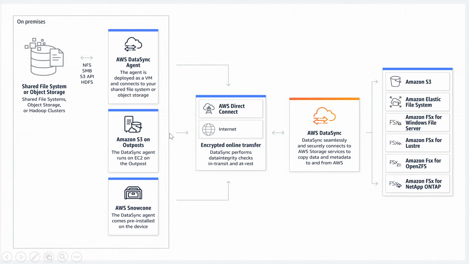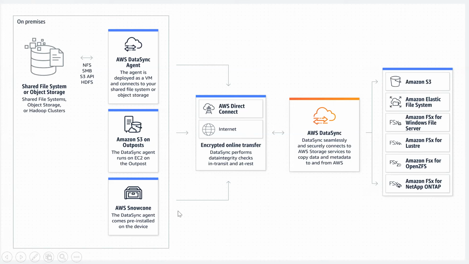And you can see over here, when the data is in flight, it is encrypted, an online transfer, so no need to worry about it. DataSync takes care of this. We can also have Amazon S3 on Outposts, and from EC2 we can sync directly to our S3 or Elastic File System or whatever we want over here.